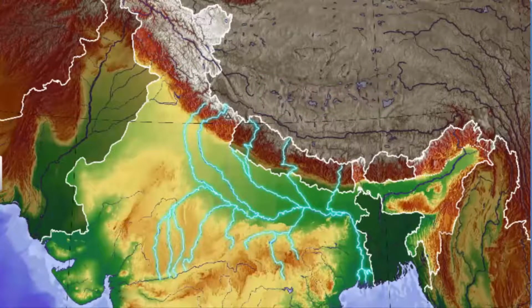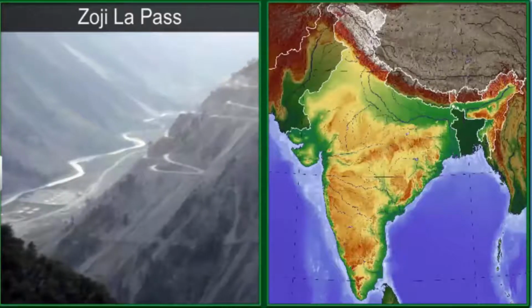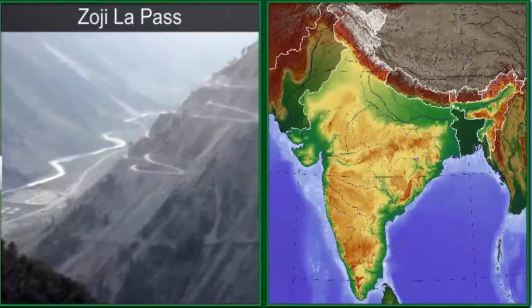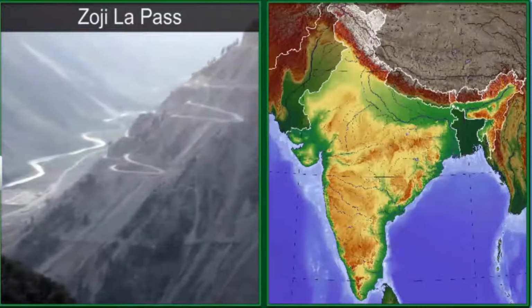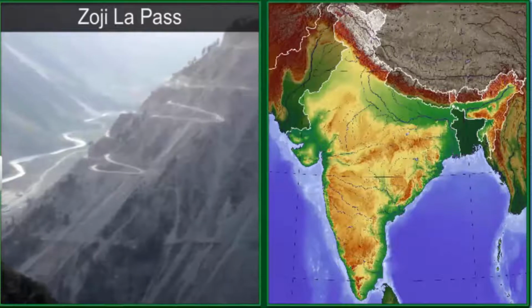The Zoji La Pass is also situated in the Great Himalayan Range. This pass is the only link between Ladakh and Kashmir.